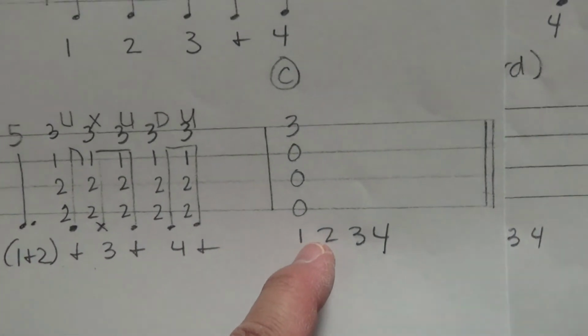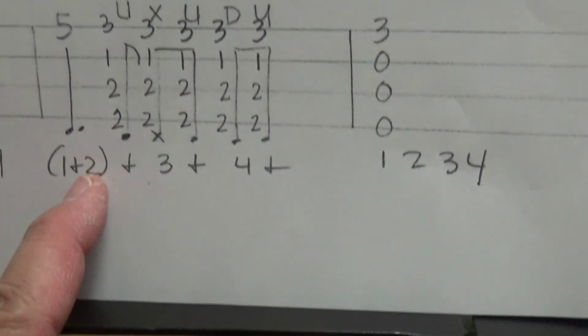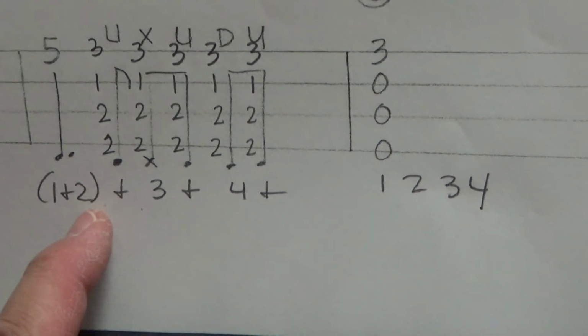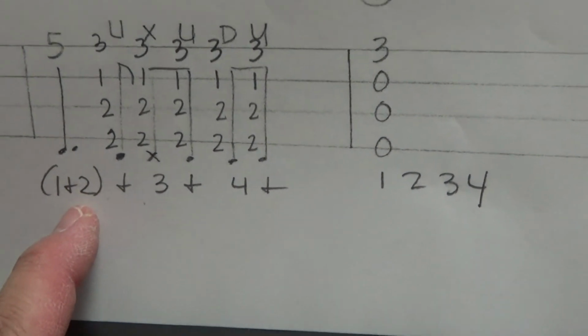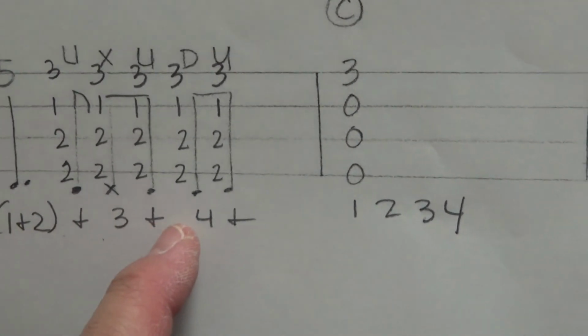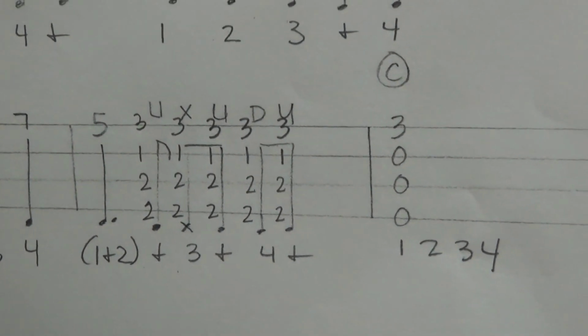1, 2, 3, 4. So these dotted quarters with the eighth notes can be kind of tricky, but you're going to give the dotted quarter 3 half beats. That's where you get this 1 and 2, and then there's that other half, and then 3 and 4 and, because these are eighth notes. Okay, so I hope that makes sense.